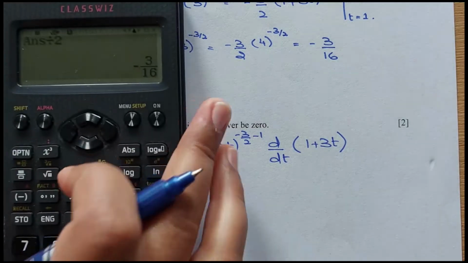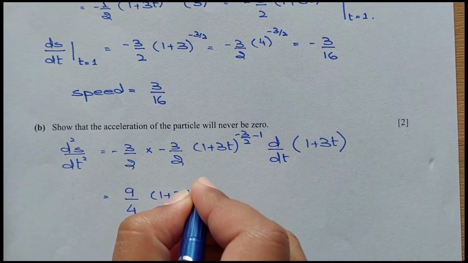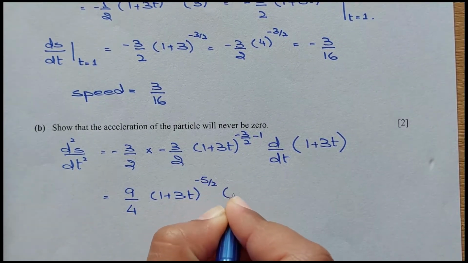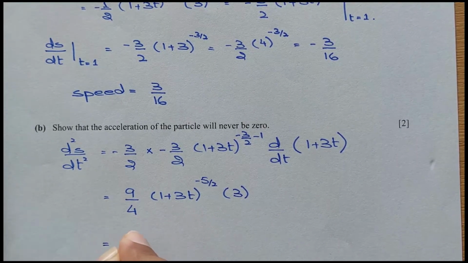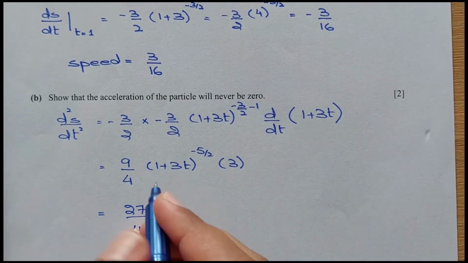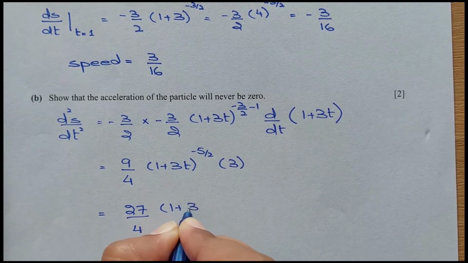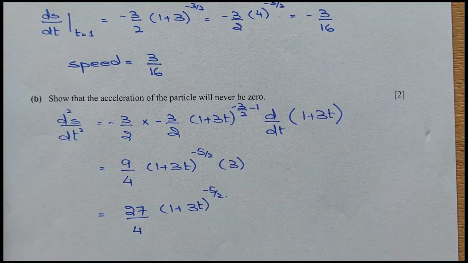Minus 3 by 2, subtract 1, minus 5 by 2. Power is minus 5 by 2 and its derivative is just 3. And 9 times 3 is 27. So we have 27 by 4, 1 plus 3t, and the power is minus 5 by 2. Right.